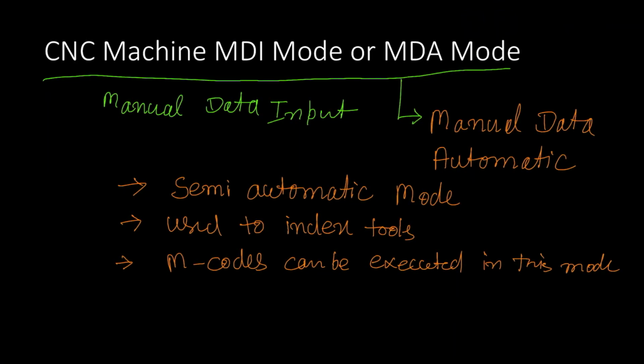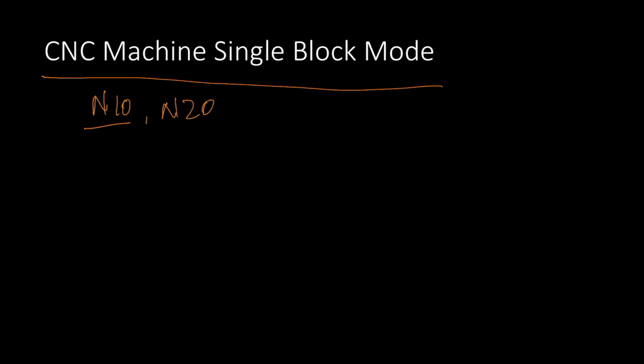Okay, and the next mode is the CNC machine single block mode. The CNC program consists of program blocks; each line of the program is named a CNC program block. The blocks are numbered with N, for example N10, which is the block number, then N20, another block number, N30, another block number, and so on.